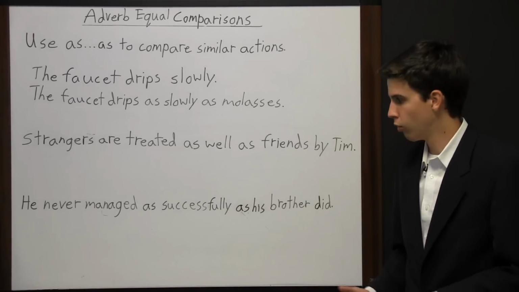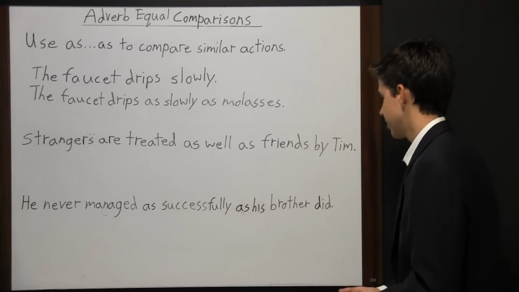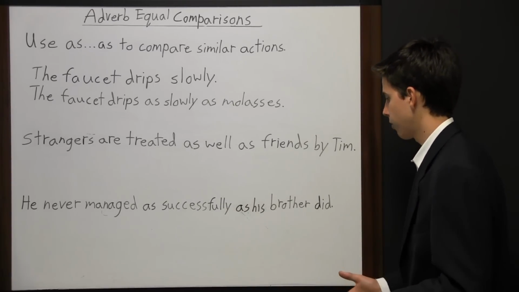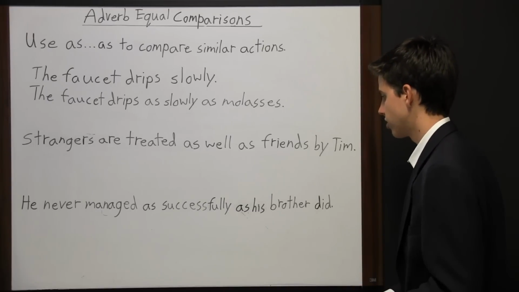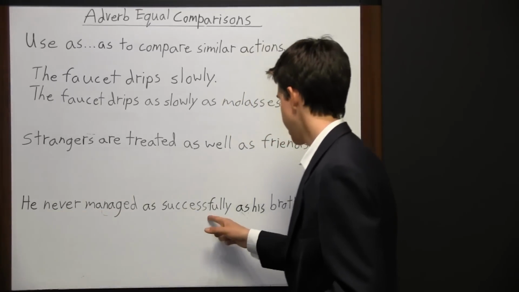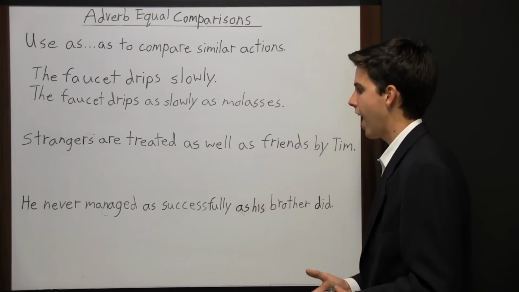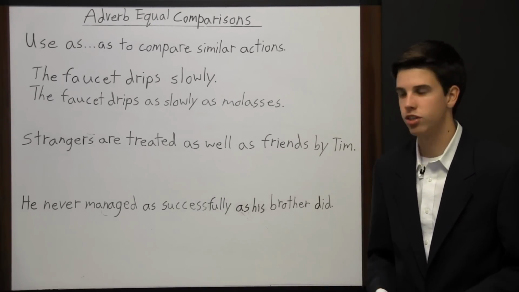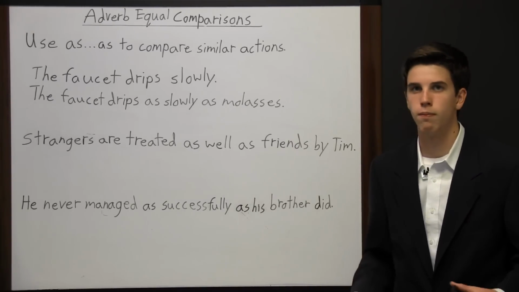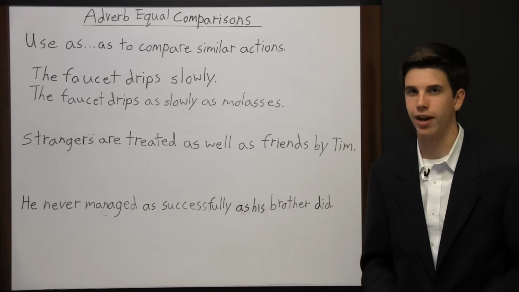One final example is he never managed as successfully as his brother did. So here again we're comparing two similar actions. Apparently he managed something very successfully, and then his brother also managed. And so we're comparing how each of the brothers managed so we can see who managed better. So that's an example of adverb equal comparisons.